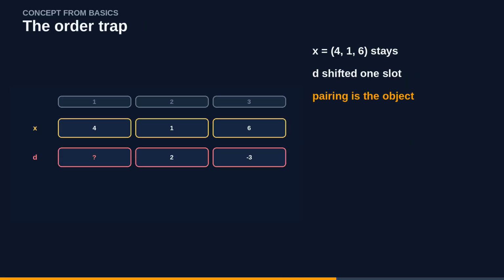Back to the robot, the nudge must keep the same slot order as the current position. Shift D 1 slot to the right and 2 sits under 1, minus 3 sits under 6, and the first slot of X has nothing honest to add. That silently mixes aisle meters with bay meters. The numbers did not change. The pairing did.